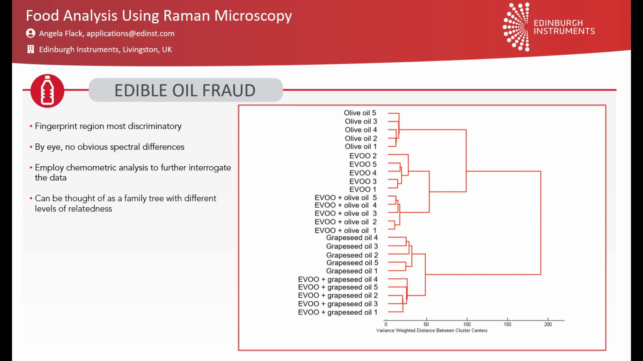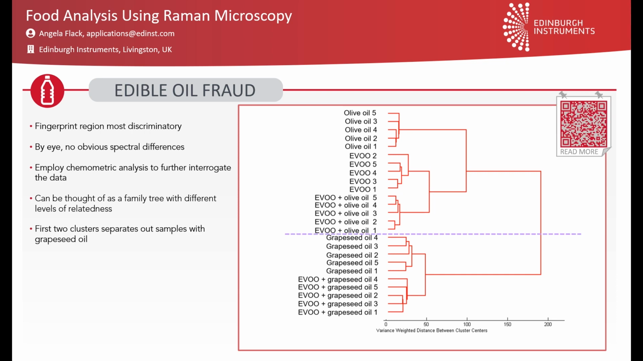In this case, we've used hierarchical cluster analysis, and this essentially can be thought of as a family tree of relatedness. So first of all, we get 2 clusters separating out any samples with grapeseed oil in it from those that do not contain grapeseed oil. And then as we work further down this tree, we can see that we can even separate out the 2 adulterated samples.